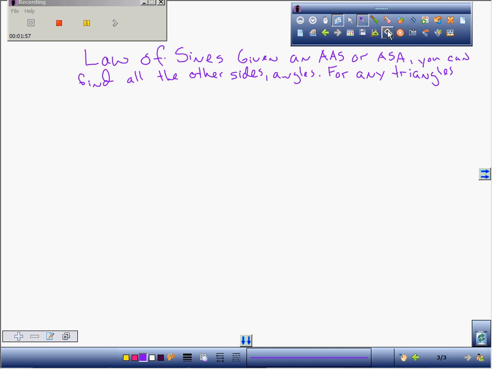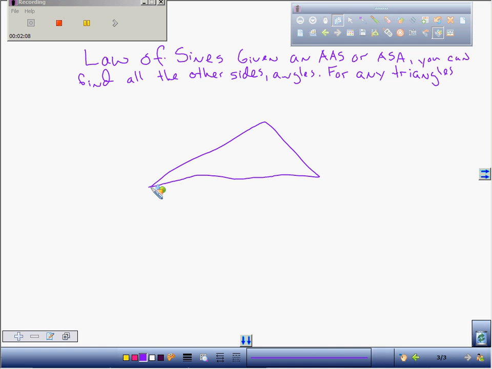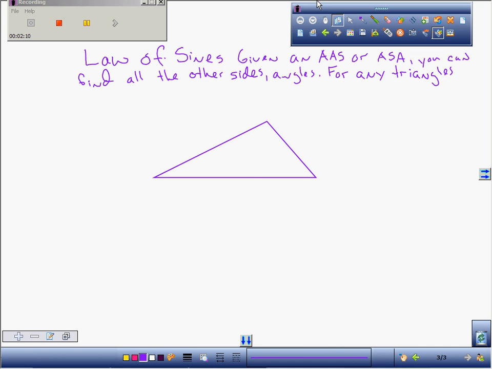I like to show people why it works, so I'm going to try to draw a triangle. Let's see, make a triangle. And then I'm going to try to draw a height down. And I'm going to call this the height.